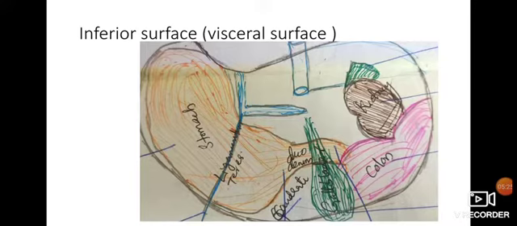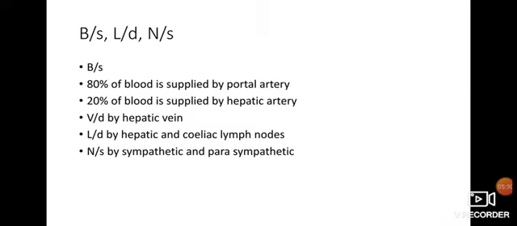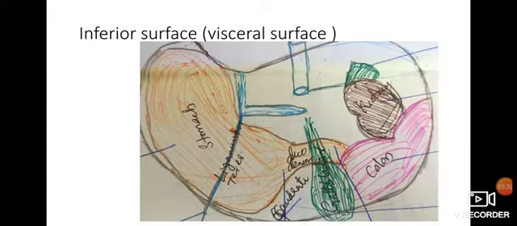This is the same picture showing the different organs that come there. Here is the stomach, the first part of the duodenum. Then this is the ligamentum teres. Then this is the gallbladder, and the quadrate lobe.